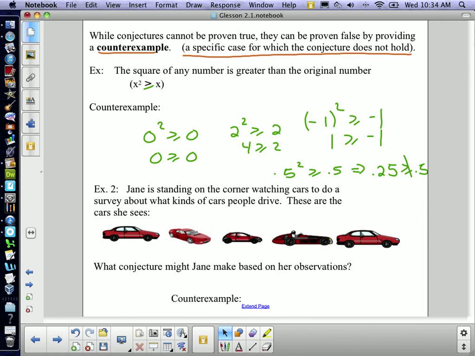How about this? Jane is standing on the corner watching cars, doing a survey about the type of cars that people drive. Those are the cars that Jane sees. What conjecture might Jane be tempted to make based on her observation? Yeah. The less expensive cars are going to be more common on the street. Okay. They all look like pretty inexpensive cars. What else do you notice about the cars? Yeah. They're all red. Okay, so she might conclude that people drive red cars in the street. What else? Anything else that people notice?